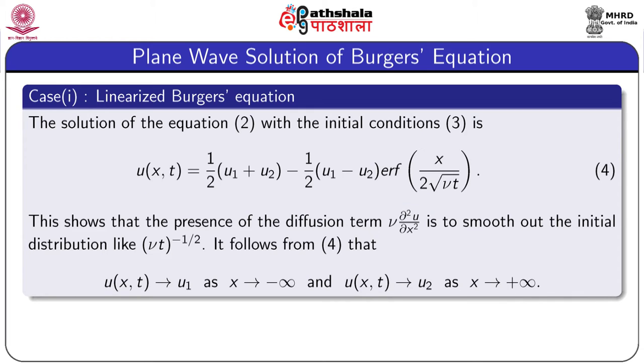This shows that the presence of the diffusion term nu del 2 u del x square is to smooth out the initial distribution. You can also verify that if x goes to minus infinity, u tends to the constant value u1, and if x goes to plus infinity, u tends to the other constant value u2. Therefore, solution 4 satisfies the initial conditions.